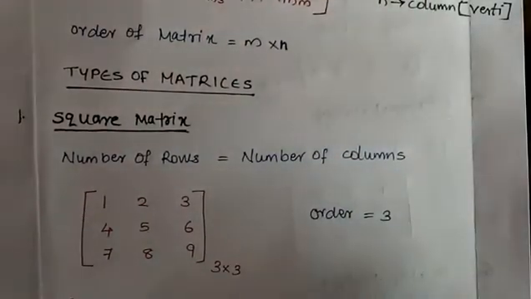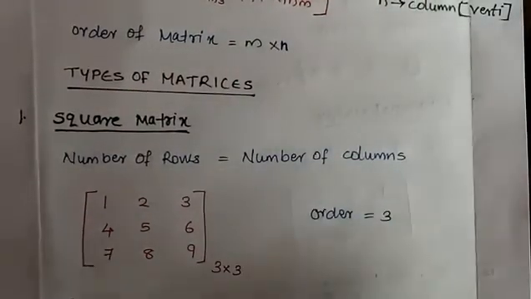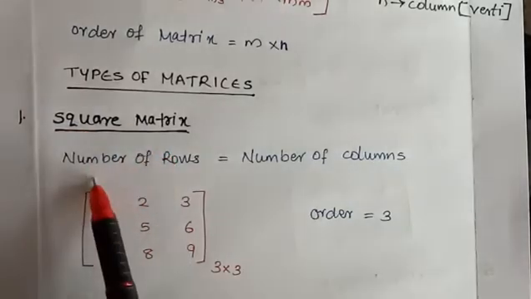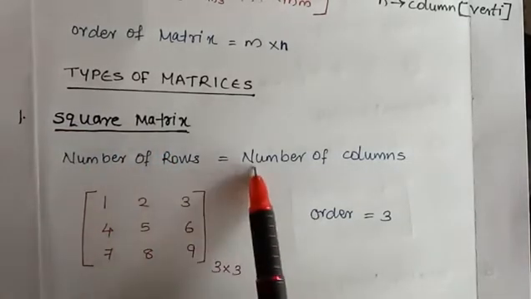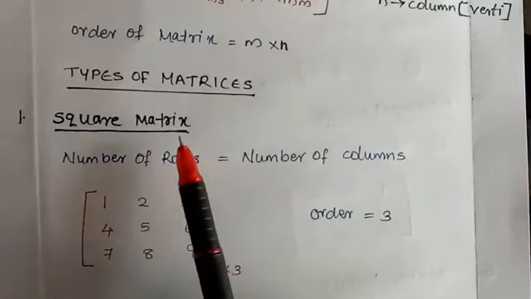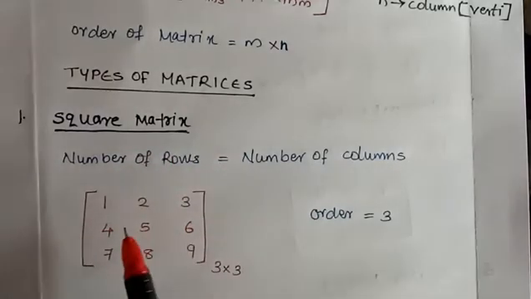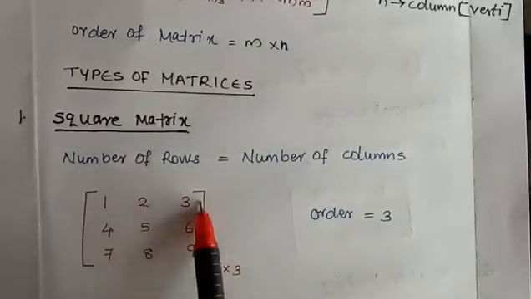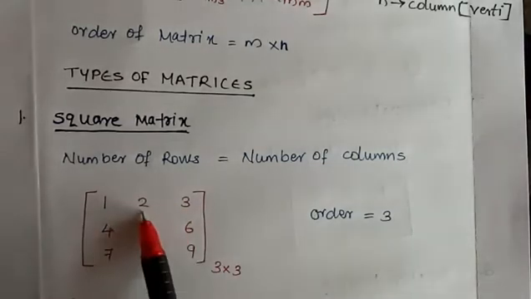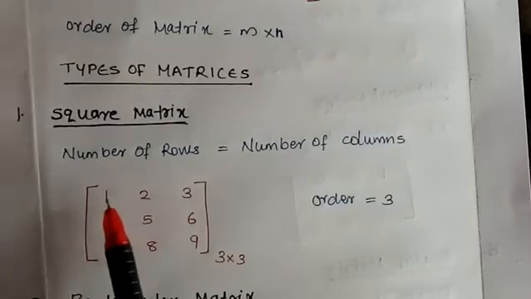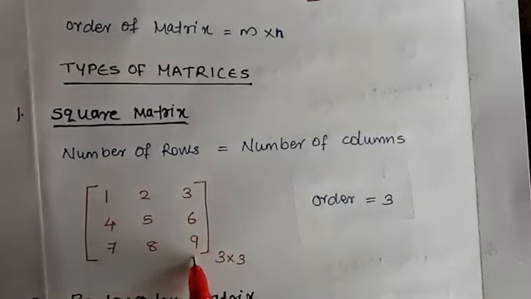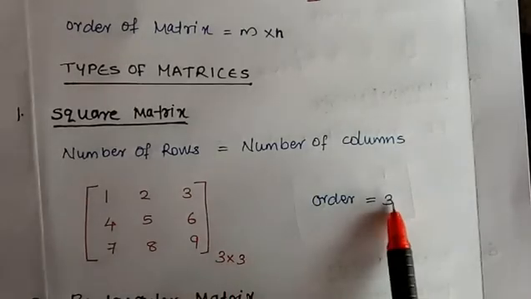The next topic is types of matrices. There are several types of matrices. The first one is the square matrix. If the number of rows is equal to the number of columns, it is called a square matrix. In this case 1, 2, 3, so 3 columns are there, and 1, 2, 3, 3 rows are also here. So the order of the matrix is 3 by 3 and we can simply write 3.